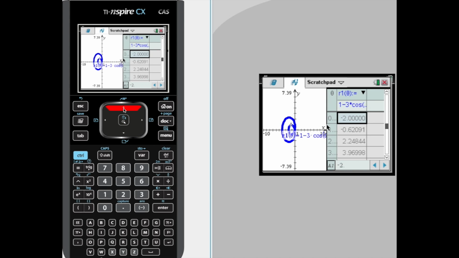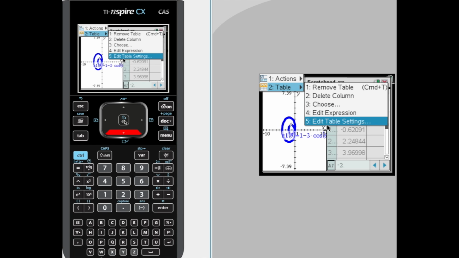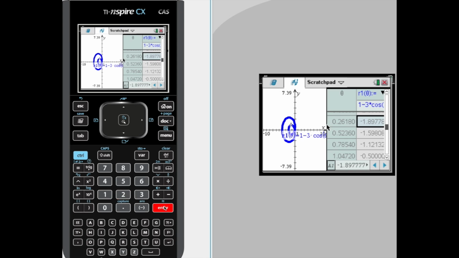Now, I have a table already set up, but I wanted to count by specifically pi over 12 radians, or effectively 15 degrees. So I'm going to go to Menu, I'm going to go to Table, we're going to edit the table setting. We're going to start that at 0, just for convenience. And we're going to count, I want to count by, again, pi over 12. So pi, Enter, divide that by 12. And now we have the table of values starting at 0.